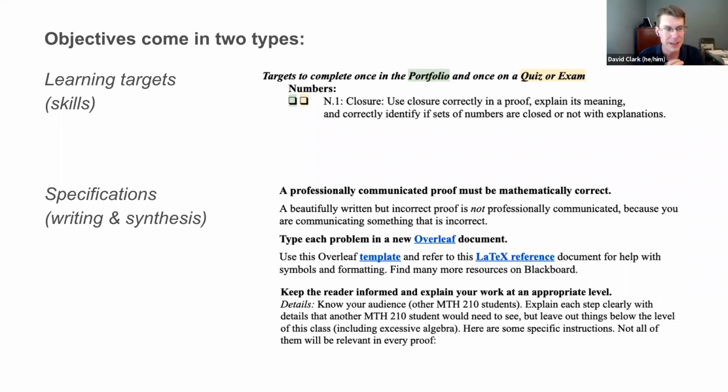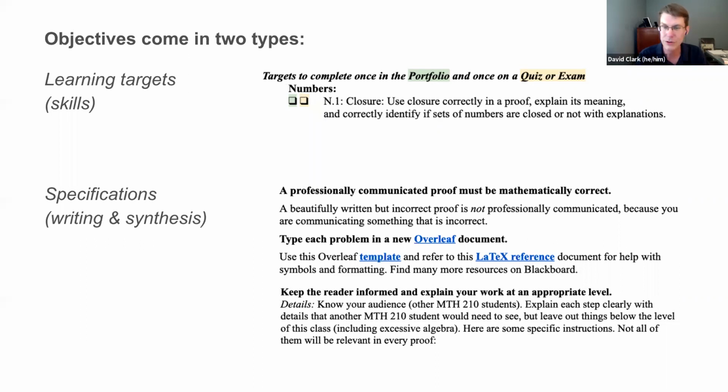The other kind of objectives are specifications. These are for writing and for synthesis. And a specification, again, we're going to hear more about this from Linda Nilsson this afternoon. Specifications are a list that describes what a successful portfolio proof looks like, right? This is both formatting and also content. This is writing style as well as mathematical meaning and logic. And I have just an example of a few of these here. We actually developed these specifications together in class, and our book supports this.